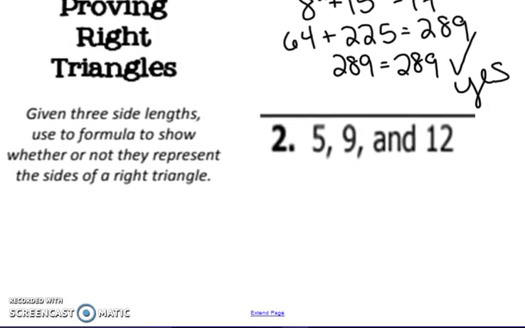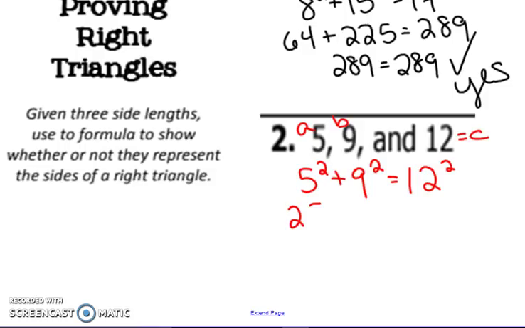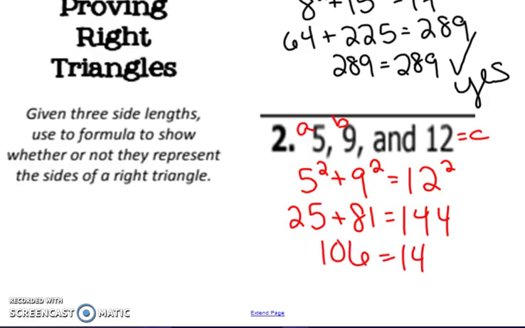If I look at example 2, again, we just have to make sure that our hypotenuse is our longest side. So 12 is going to be my C. I'm going to call A 5 and B 9. So again, if we use our formula, we get 5 squared plus 9 squared, and that needs to equal 12 squared. That becomes 25 plus 81 and 144. Well, 25 plus 81 gives me 106, and in this case, 106 does not equal 144. So no, those three sides do not make a right triangle.